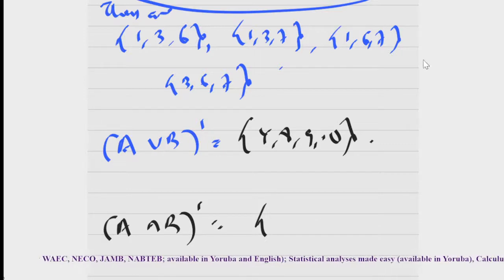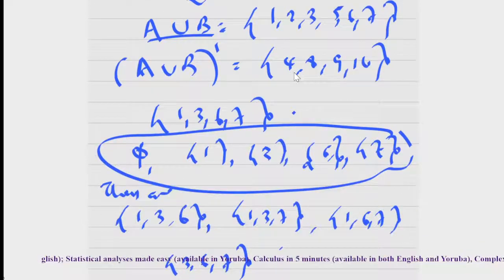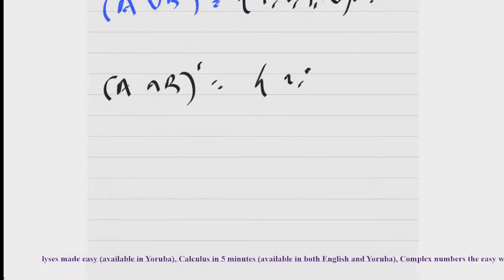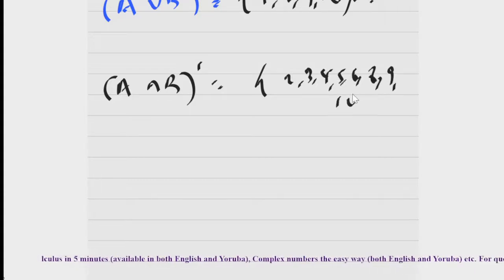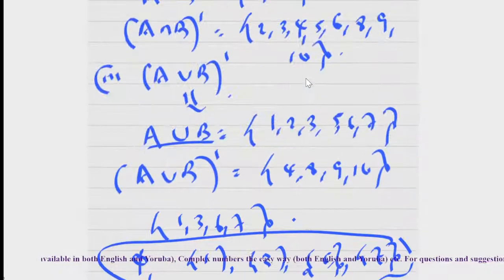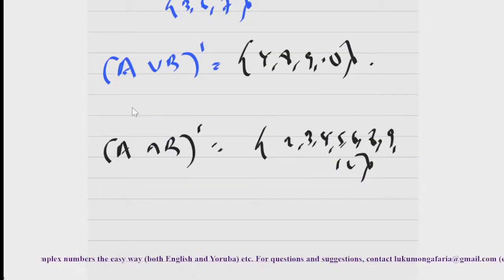What is your A intersection B complement? That is 2, 3, 4, 5, 6, 8, 9, 10. Right? Let me check again. 2, 3, 4, 5, 6, 8, 9, 10. Yes. Okay, now look up.